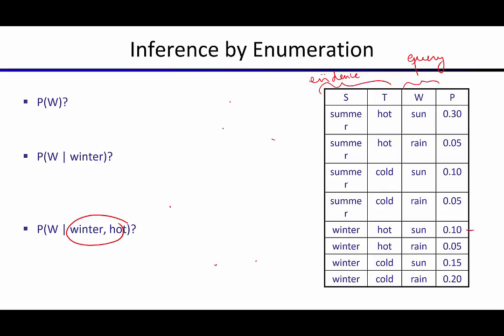We need to pick the rows consistent with our evidence. It's actually only one, or in this case, two rows. Winter, comma, hot is happening here, and then it's also happening here. Everything else we get rid of.